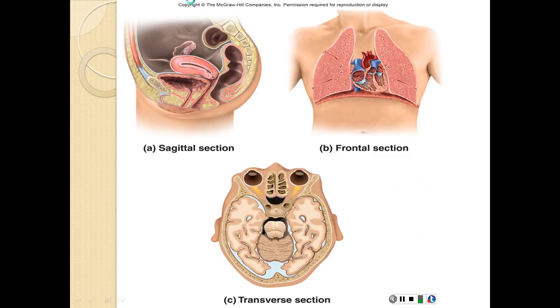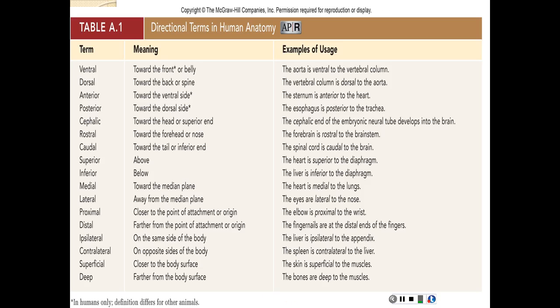So here's just a few diagrams of what it looks like when we have our different types of sections. You have a sagittal section, remember left and right side. This is what the body will look like inside. Here we have a frontal section, dividing the body into posterior and anterior. And then you have our transverse plane, which separates the body into top and bottom, or superior and inferior.